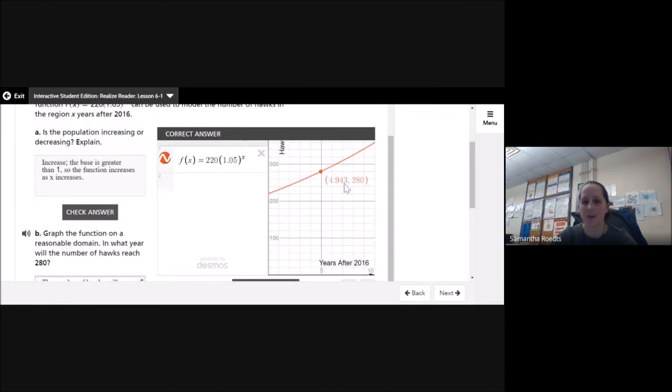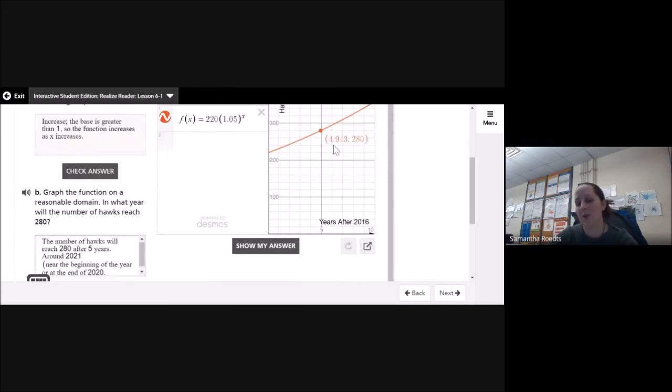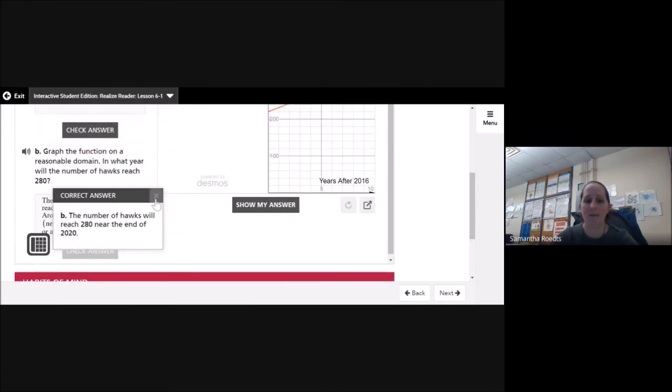Okay. So here we saw 4.9. Okay, so it's really close to 5 years. So years after 2016. So 4 years after 2016 is 2020, and it'll be at the very end of 2020 or right at the beginning of 2021.